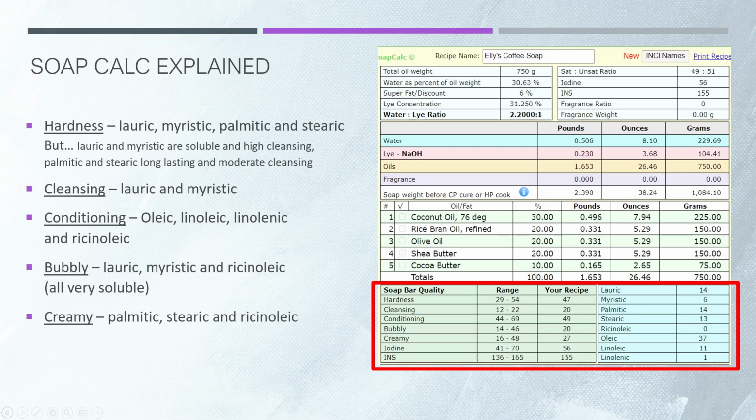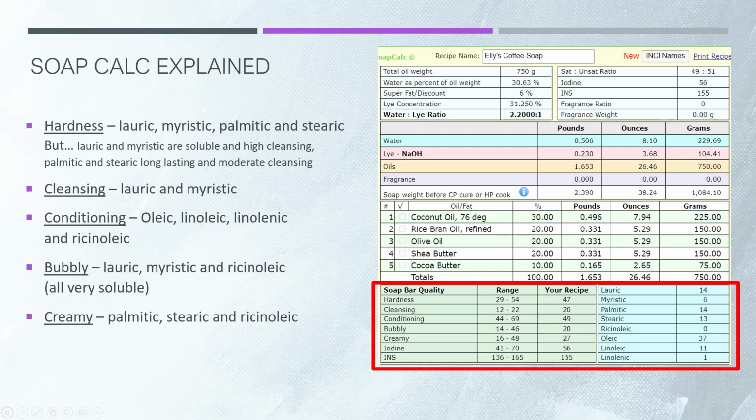So Soapcalc gives you a suggested range. That middle green column gives you the range. They say that your recipe should be within those ranges. And you can see the third green column down the bottom, your recipe. That shows me that this recipe is quite well balanced in the fatty acid profile, and all of my ranges are within the Soapcalc suggestions. So we'll just go through what these all mean though, because there's some good things to know about this.